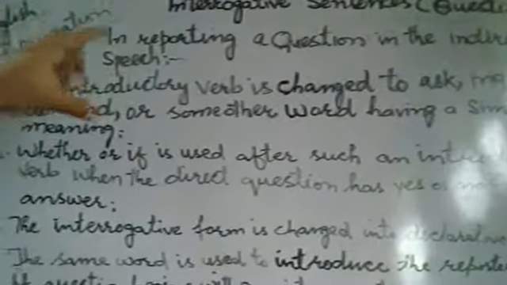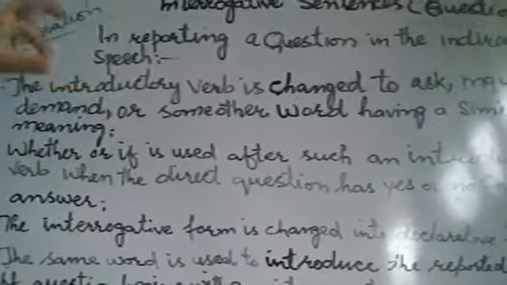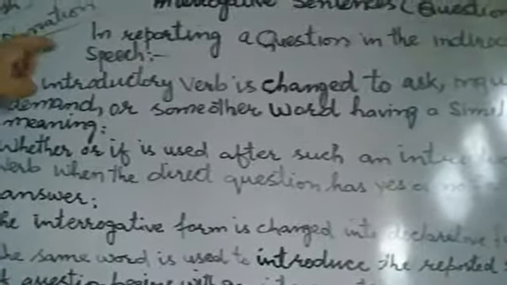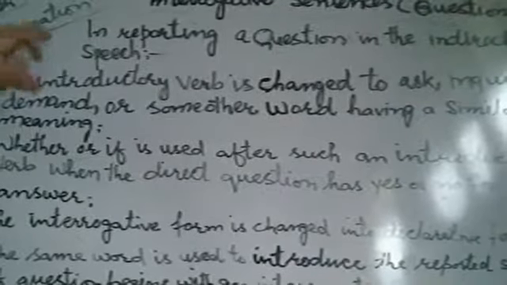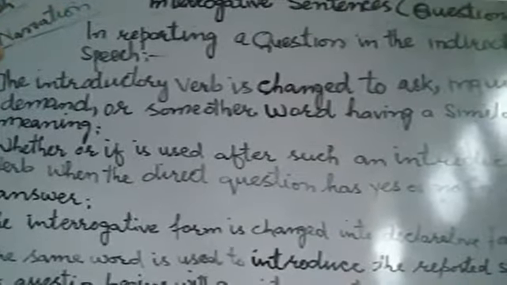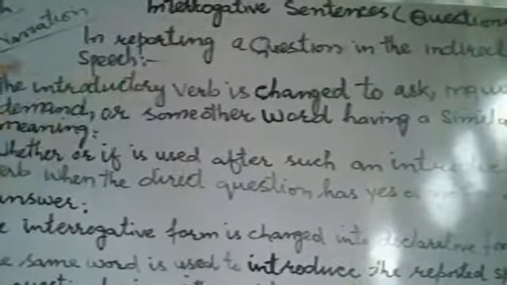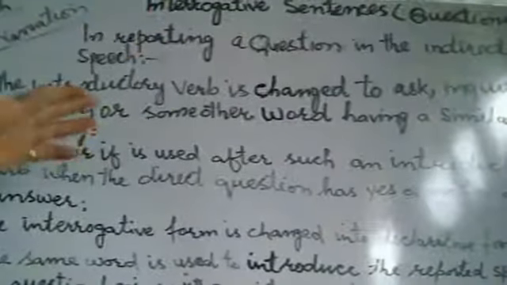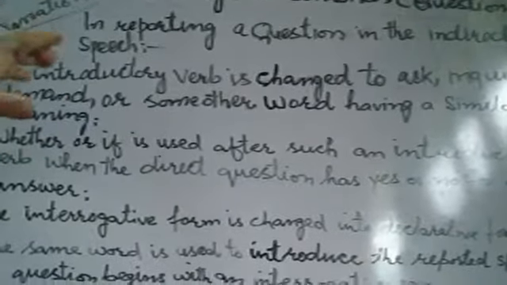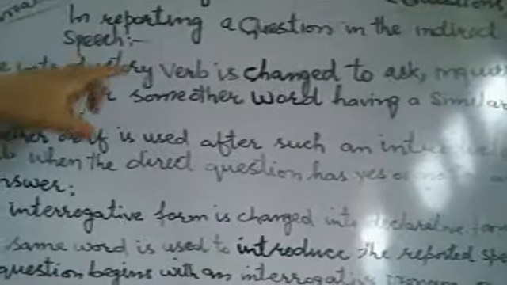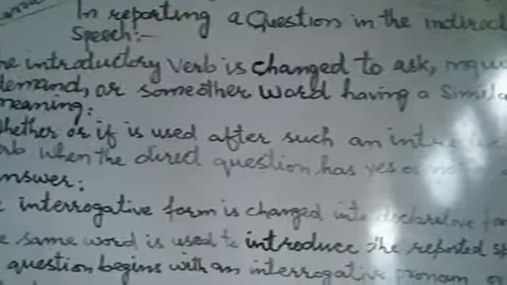In assertive sentences, if we were given "he said to me," we were changing it into "he told me." But in this interrogative sentence, it is to some extent different. "Said to" gets changed into "asked," "says to" into "ask" or "inquire" or "demand." We have to change the introductory verb according to what the sentence demands.